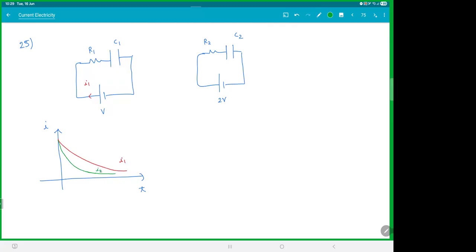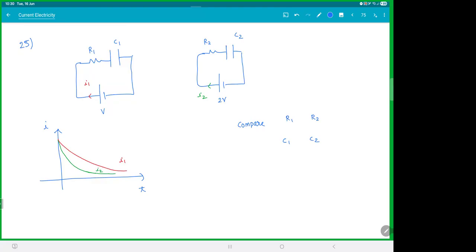This is for I2. So just looking at the graph, can you tell which is bigger? Compare R1, R2. Compare C1, C2. Pretty good mains question. So we have two RC charging circuits. You draw both the graphs.